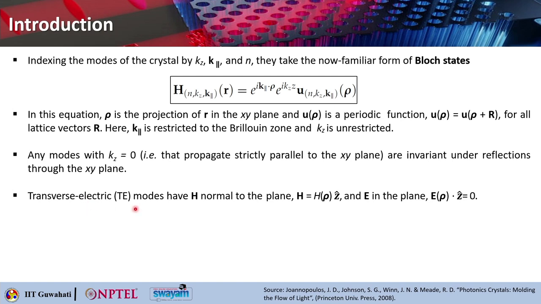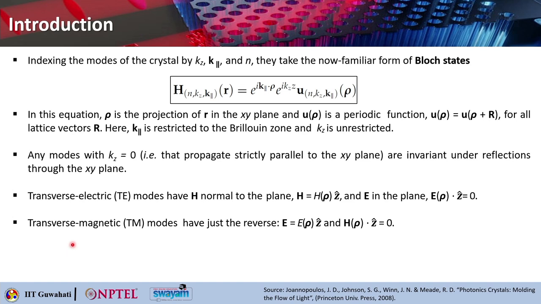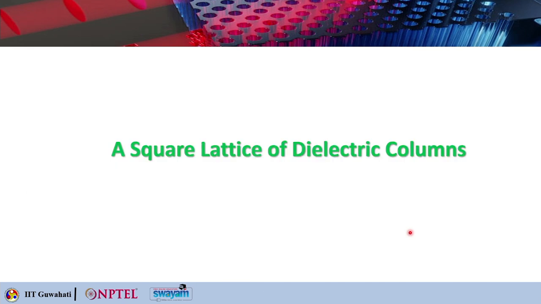And for the transverse electric, TE, mode, they have magnetic field H normal to the plane. So, you can write H equals H(ρ) z cap. Whereas, the electric field is basically in the plane. So, you can write E(ρ) dot z cap will be 0. On the other hand, in the transverse magnetic, TM, case, you can say that E equals E(ρ) z cap, whereas the magnetic field along the direction of z cap will be 0. So, the dot product is 0.